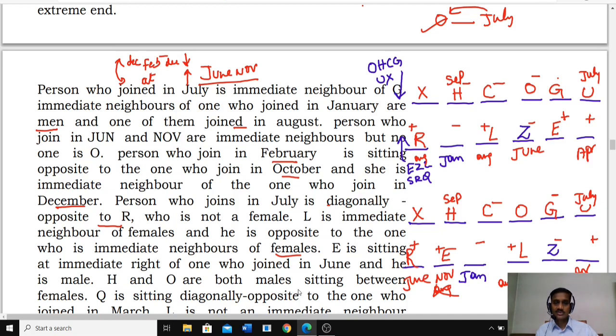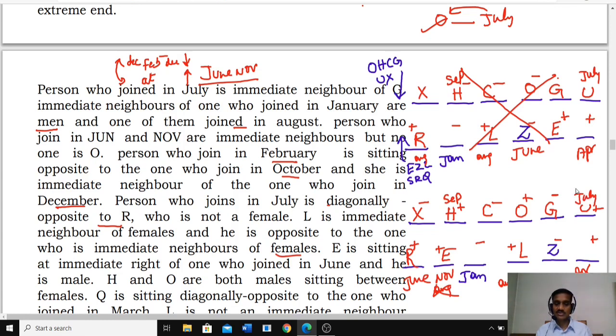H and O are both males, both sitting between females. H is male, O is male. If H were a female, this case would be completely ruled out. Both the persons are sitting in between females. 1, 2, 3, 4, 5, and 5 females were done. Males: 1, 2, 3, 4, 5, 6. And this U is again a male. Clear?